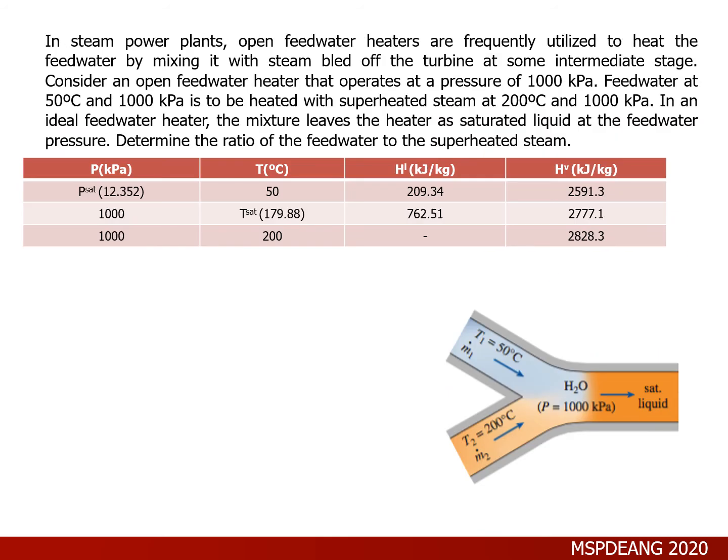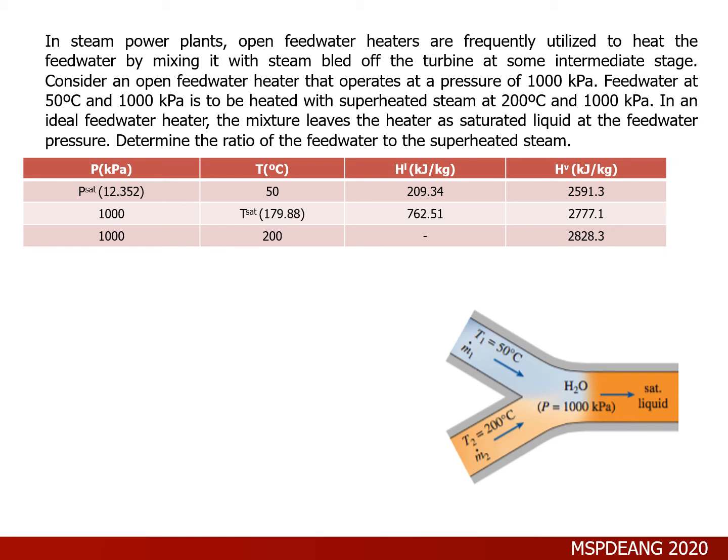Okay, for our next example, let us consider a mixing problem. In steam power plants, open feed water heaters are frequently utilized to heat the feed water by mixing it with steam bled off a turbine at some intermediate stage. Now consider this open feed water heater that operates at a pressure of 1000 kilopascals. Feed water at 50 degrees Celsius and 1000 kPa is to be heated with superheated steam at 200 degrees Celsius and 1000 kPa. In an ideal feed water heater, the mixture leaves the heater as saturated liquid at the feed water pressure. With this, determine the ratio of feed water to the superheated steam.